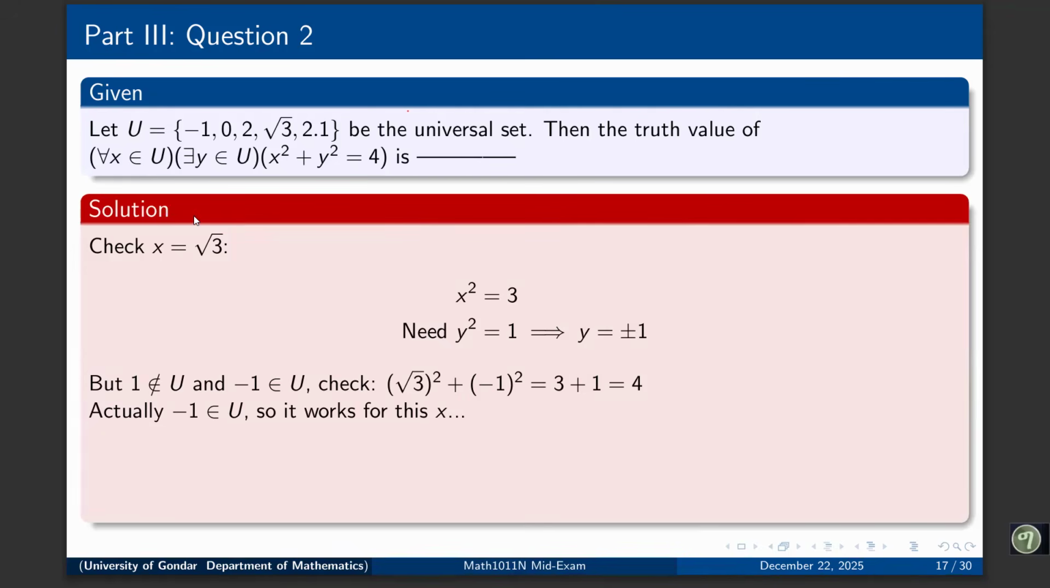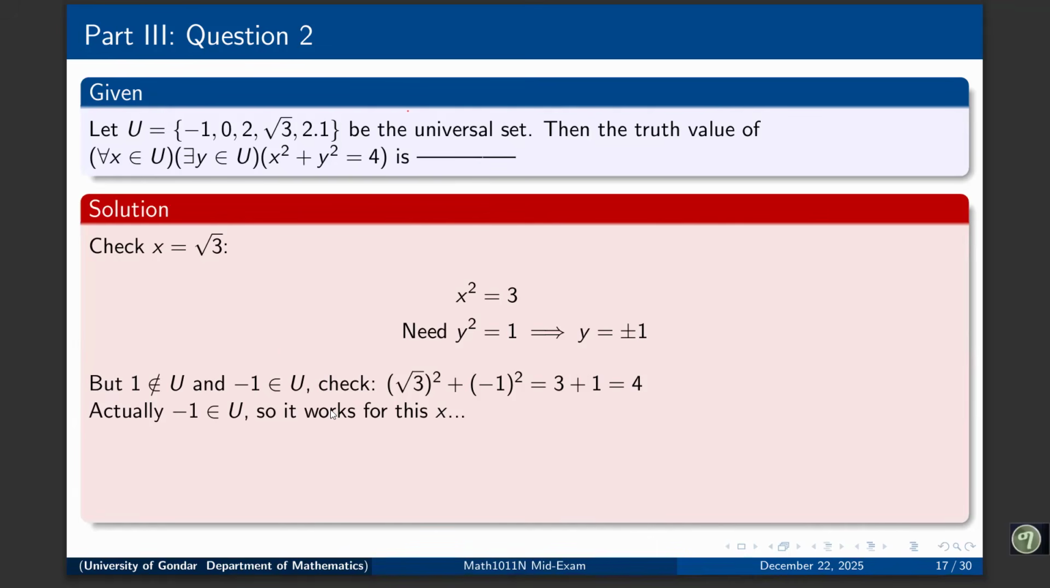Therefore, when we check this one, for example, if we take one of the elements of this universal set, that's simply x equal to radical 3, we know that the square of this one is 3, but there is no other real number y which could be added. We need y squared is equal to 1, which implies y is equal to plus or minus 1. But 1 is not an element of U, and minus 1 is an element of U. Because of the existence of this one, that's simply minus 1, this could be satisfied.